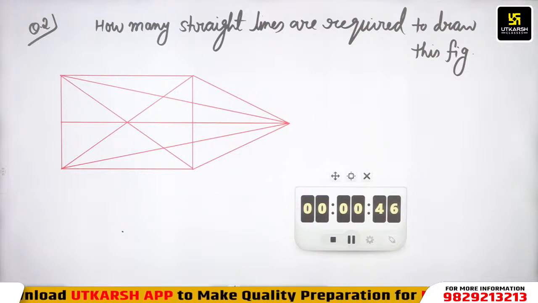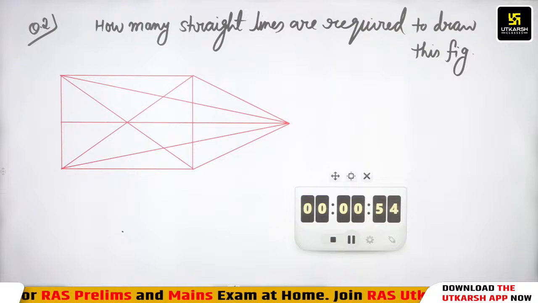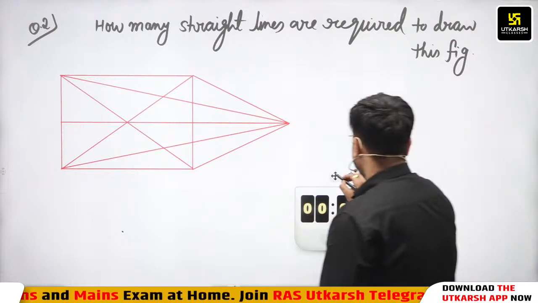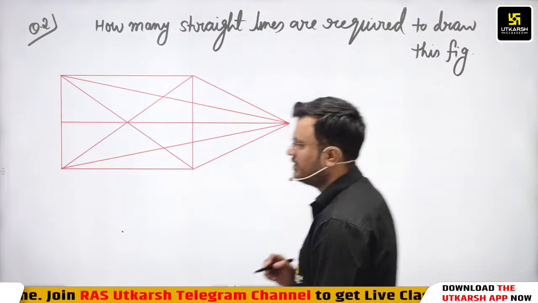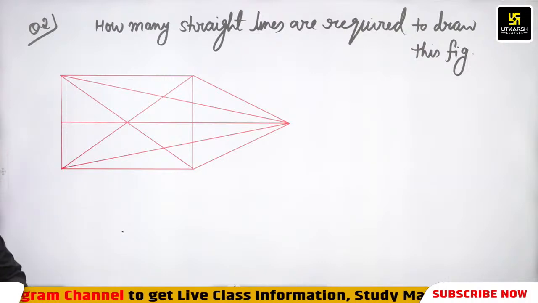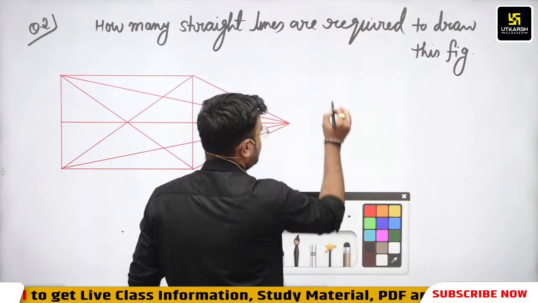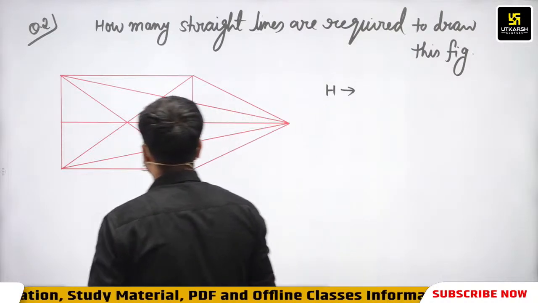Hurry up. Only 20 seconds remain. So, as I told you earlier, we need to divide this given figure into 3 parts: horizontal, vertical, and inclined lines. First, we need to count horizontal lines. How many horizontal lines are there?